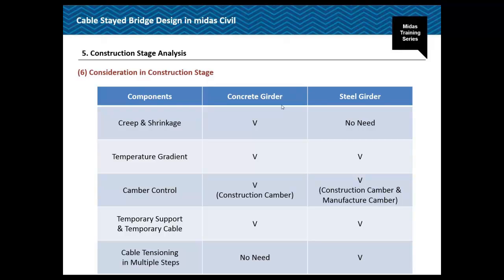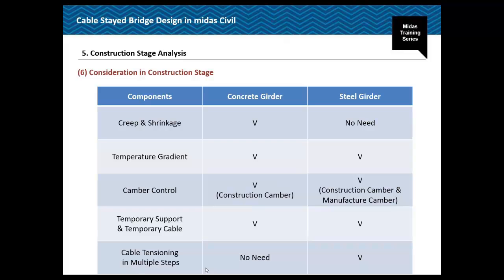And depending on the concrete and steel girder, in MIDAS, creep and shrinkage effects can be considered for the concrete girder. Sometimes engineers will ask if nonlinear gradient can be considered. This is actually the same as the other types of bridge, so surely we can consider the temperature gradient, and we can check the camber control function, and temporary support or temporary cable can be considered because the definition of the construction sequence is very flexible, as you know.